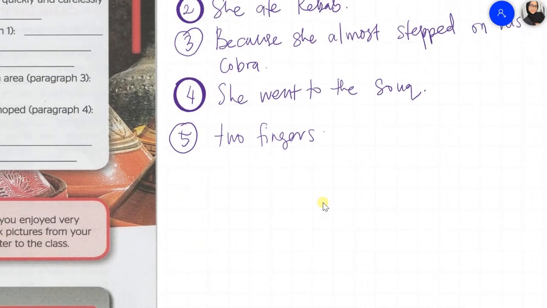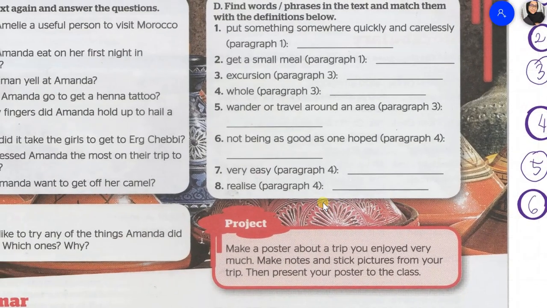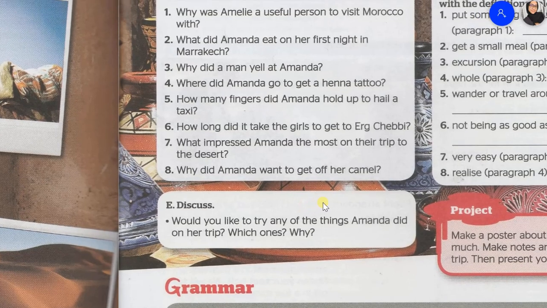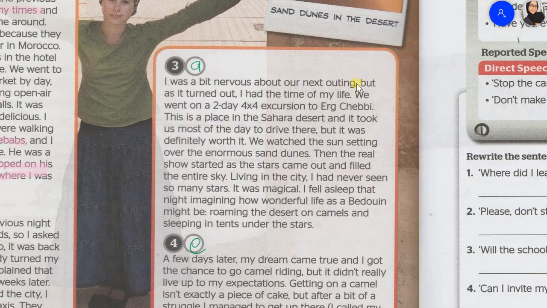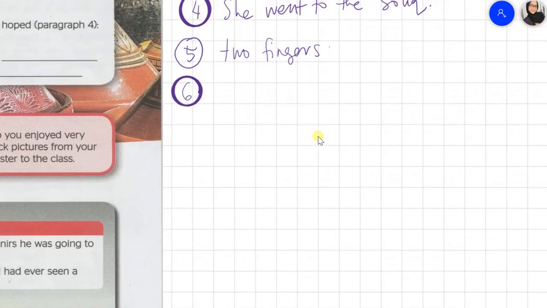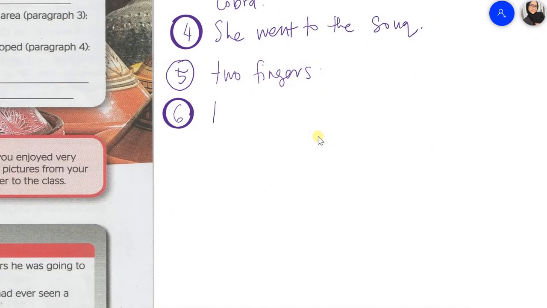Okay. Number 6. How long did it take the girls to get to Chabi? How long? It took us most of the day to drive there. Most of the day meaning sepanjang hari. Most of the day. So it took them most of the day to get there.